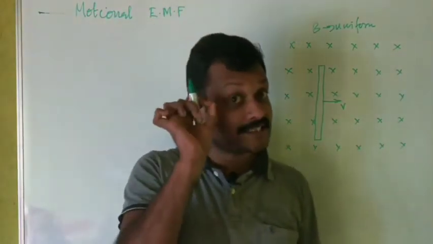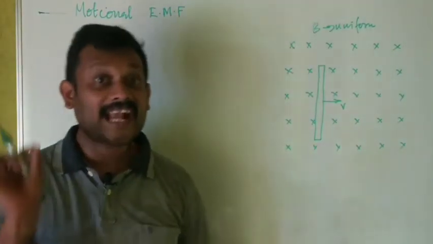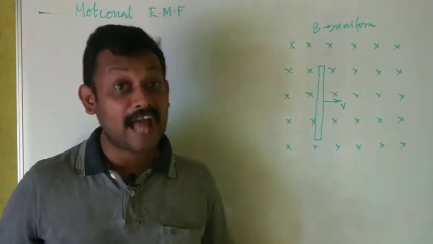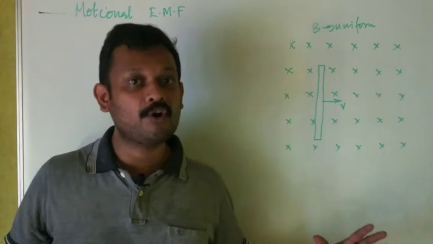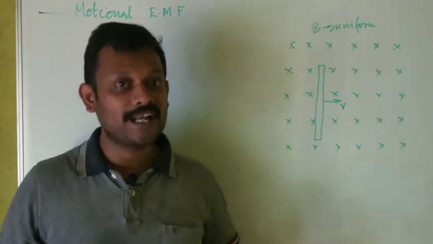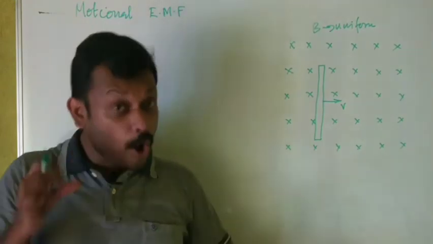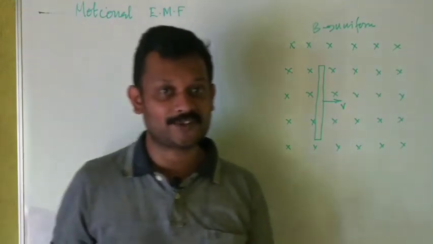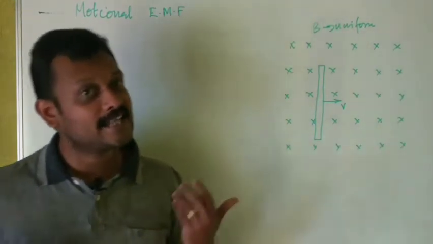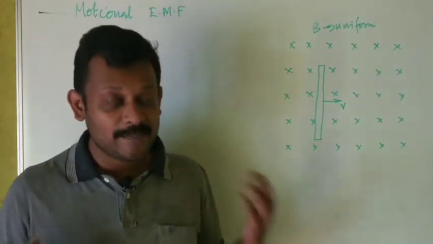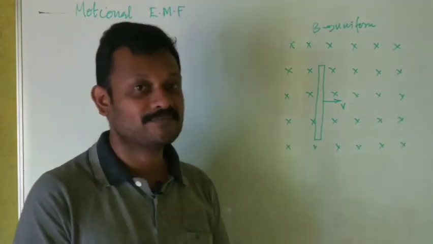When you say conducting rod, you have to understand that a conducting rod consists of an enormous number of loosely bound electrons called free electrons.